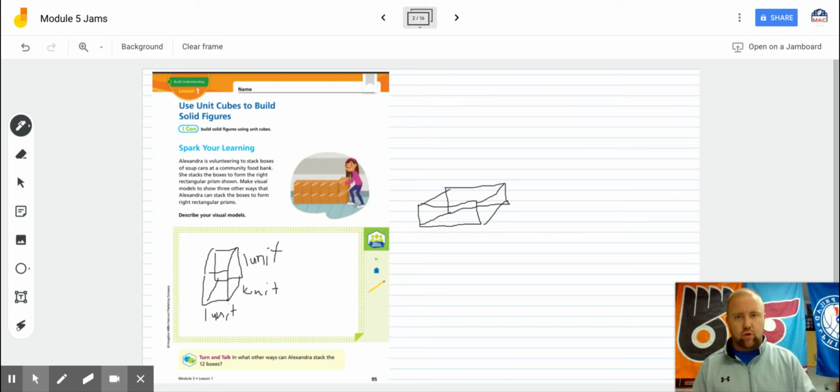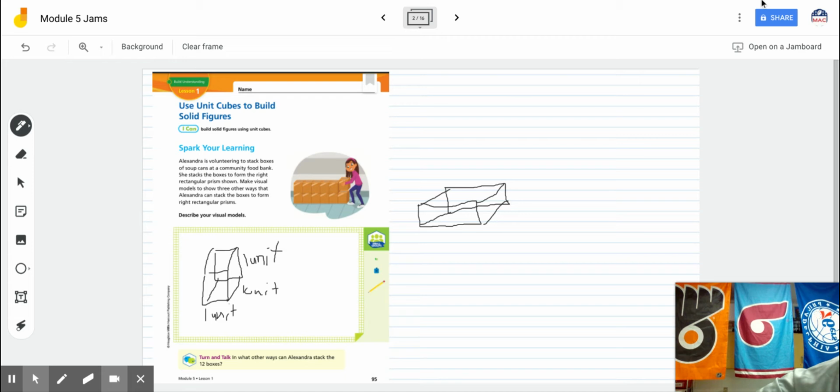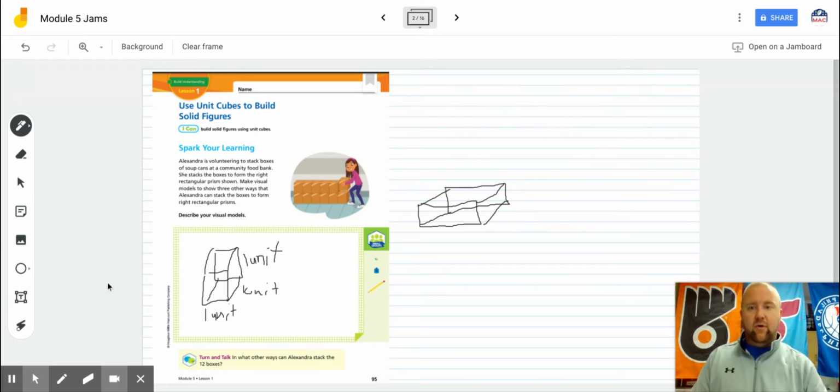It's kind of like a tissue box, right? We've seen ones that are cubes, but we've also seen ones that are rectangular, like this object. This tissue box would be an example of a right rectangular prism. So we're going to work on doing those and building those today.